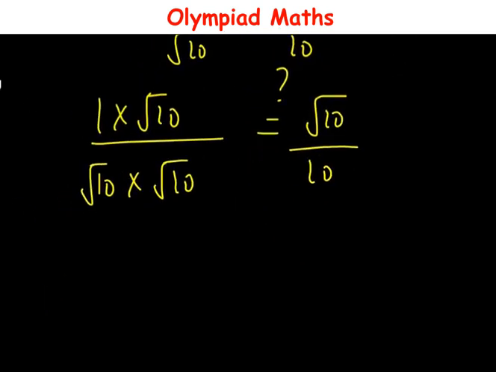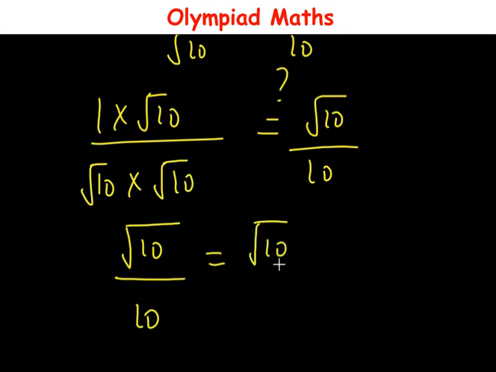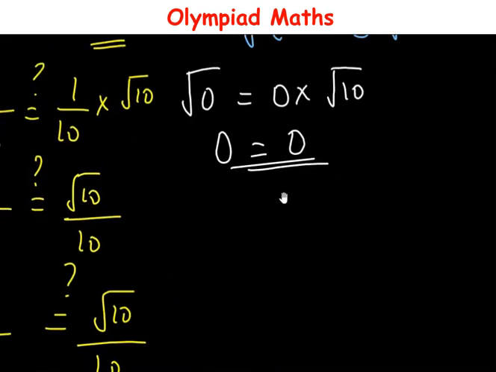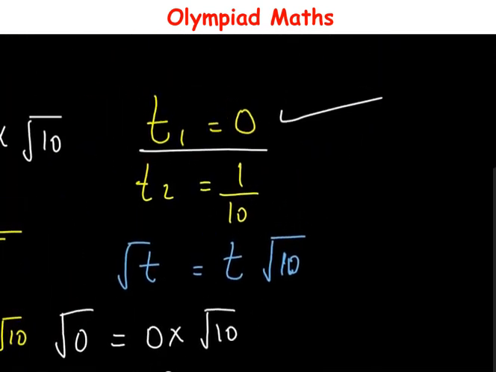Now with this, 1 times root 10 is equal to root 10, over root 10 times root 10 is root 100, and root 100 is equal to 10, and this is equal to root 10 over 10. So this means that the value of t, which equals 1 over 10, is also the correct solution.